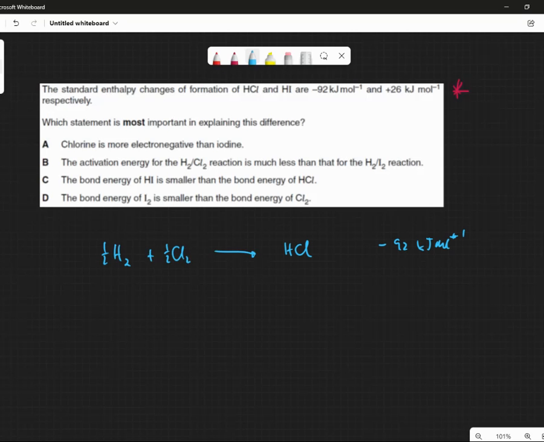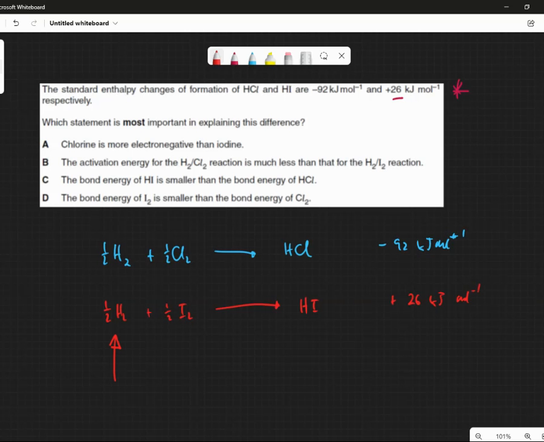If I do the same with HI, apparently it's plus 26. So let's do the same with HI. H2 plus half I2 gives HI. Half of that gives me that, and this is plus 26 kilojoules per mole. All right, that's what it means. Now, what is it nothing to do with? It's nothing to do with the hydrogens because they're in both equations. So it must be something else.